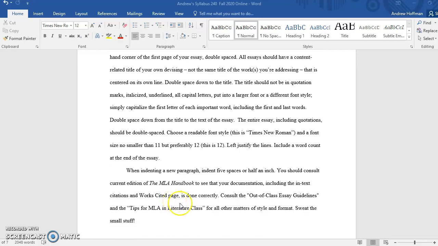A couple other mentions down here. MLA Handbook is the guide for all things in documentation in English. We do have a handout for this class called the Out-of-Class Essay Guidelines. You want to look that over. There's a video that goes with that. And the tips for MLA in literature class, same thing. Good luck this semester.